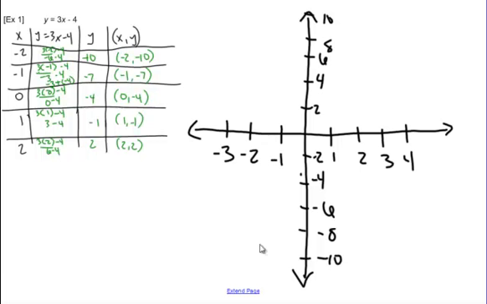So -2, -10, -1, -7, that would fall between -6 and -8. 0, -4, 1, -1, about there, and then 2, 2. So look, we have a nice straight line. That would give us a linear equation, right? No exponents, so we know it's not linear. Or sorry, we know it's linear. And here we have a straight line, so it would be linear.